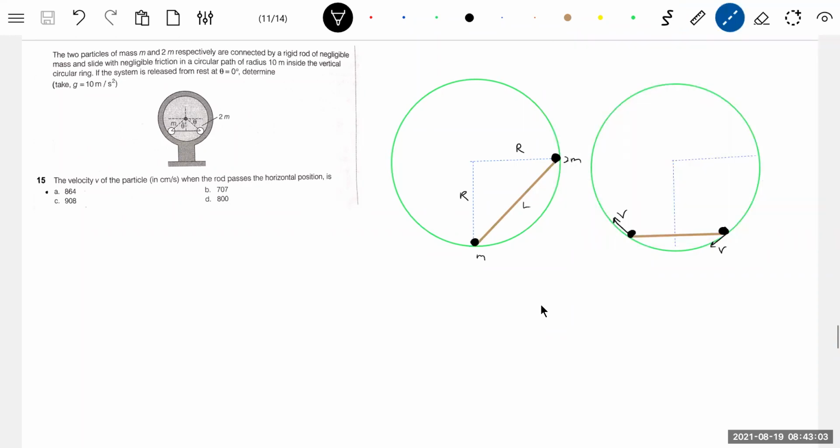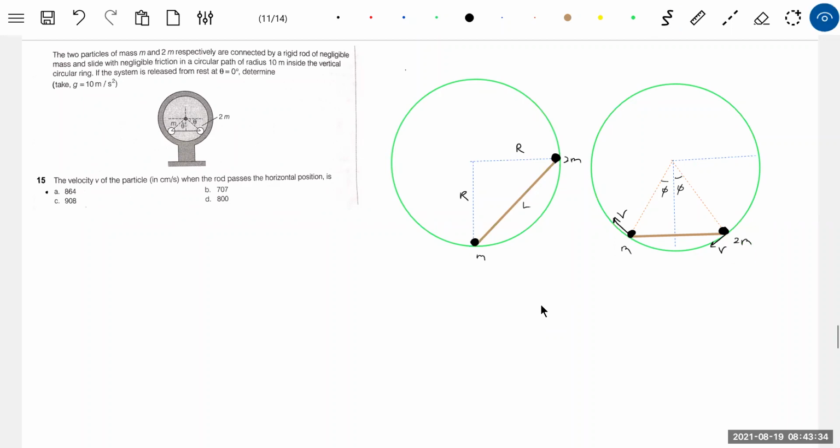Anybody wants to answer? Same speed, because the length of the rod should not increase or decrease. The velocity of the ends along the rod must be equal, so therefore they must have the same speed. We'll take this as, say, some angle phi. He's asking only that speed v. So this should be the 2m, this should be the m.